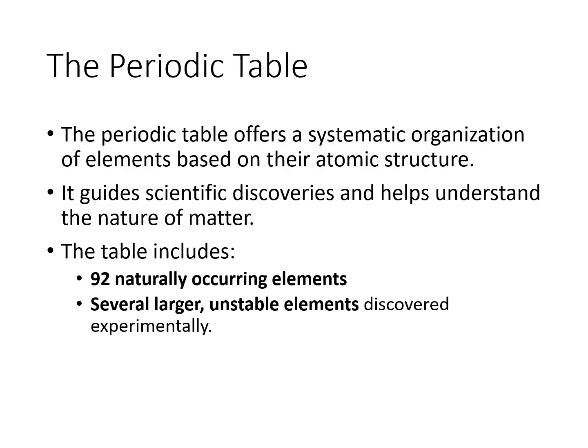The periodic table is a systematic way of organizing elements based on their atomic structure. It's one of the most powerful tools in science, helping us understand the properties of matter and even guiding new discoveries. The table includes 92 naturally occurring elements, along with several heavier, unstable ones created in laboratories. And there's a legend behind its origin.